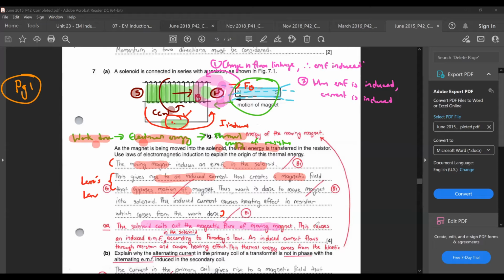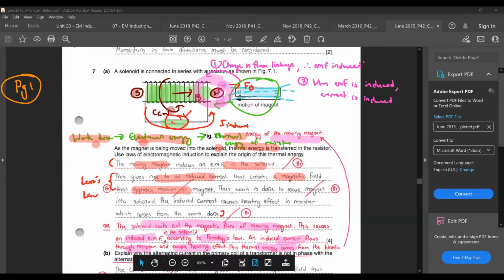This in turn causes an induced EMF in the solenoid according to Faraday's law. The induced current flows through the resistor, and this causes a heating effect. The thermal energy comes from the kinetic energy of the moving magnet. This is just explaining it purely from an energy point of view. You can also do that. But the one written in pencil here is actually the marking scheme answer. So that one is okay.